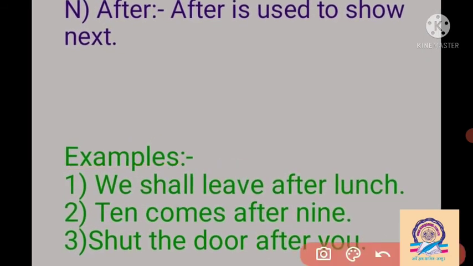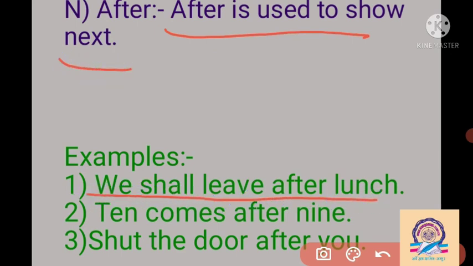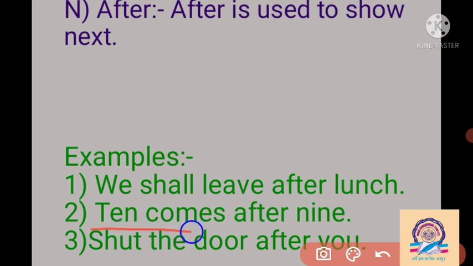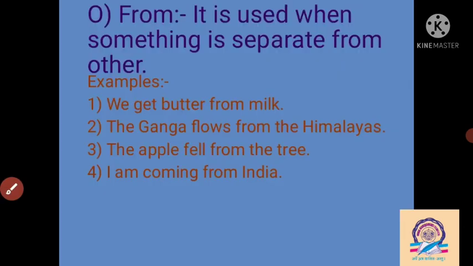Then "after" is used to show the next position. Like, we can say that we shall leave after lunch. First we have lunch, then we leave this place. Then we can say that 10 comes after 9. We know that 10 is a position that comes after 9. Then, shut the door after you. It means you have to enter the room, and then after you, close the door. So after means the next position.